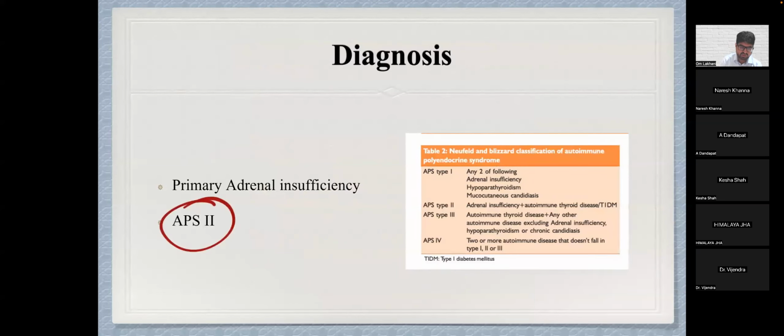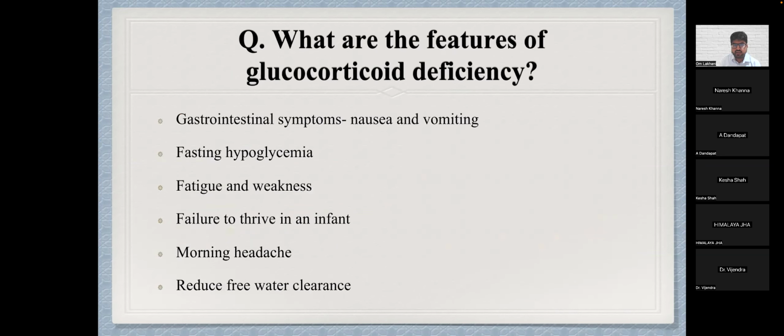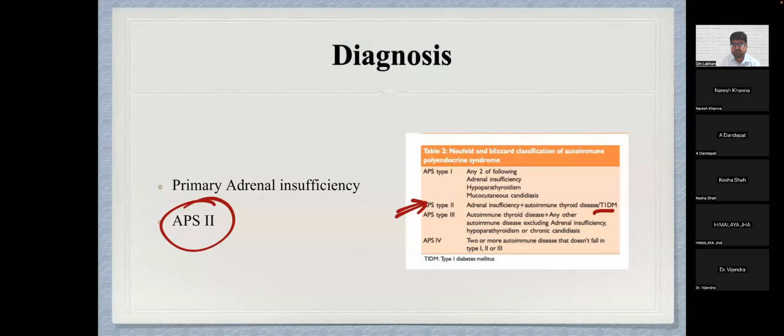He had what is known as APS2, autoimmune polyendocrine syndrome type 2. There are 4 types of APS, different classifications, but APS2 is something which we see in adults very commonly. APS2 is adrenal insufficiency with either autoimmune thyroid disease or type 1 diabetes. So this type of picture you can see in patients with type 1 diabetes also. Now, if you remember, last time I told you that if you have adrenal insufficiency with hypothyroidism, you need to correct the adrenal insufficiency first before you treat the hypothyroidism. And we'll come to this point again.